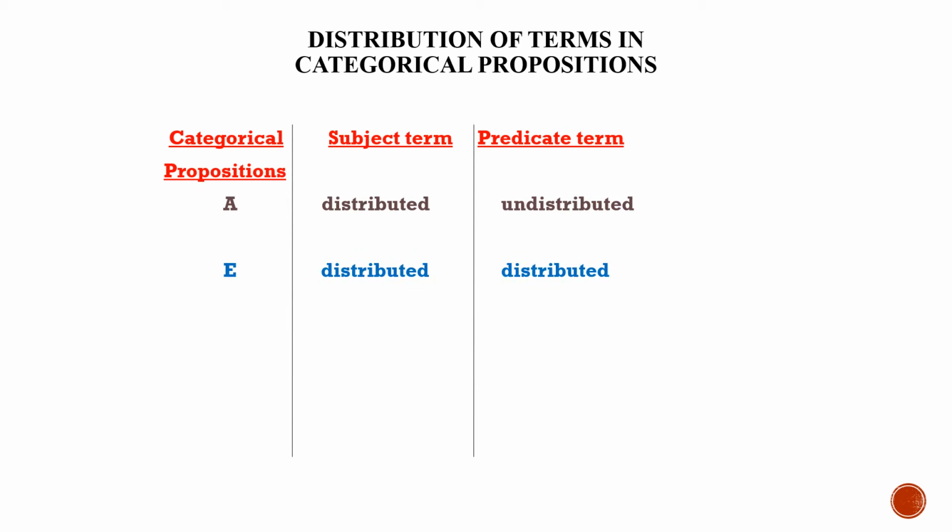Then in the E proposition, the subject term as well as the predicate term is distributed. Then in the I proposition, both the subject term as well as the predicate term are undistributed, and in the O proposition, the subject term is undistributed, whereas the predicate term is distributed.